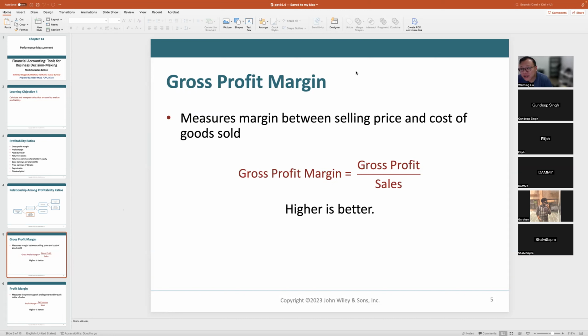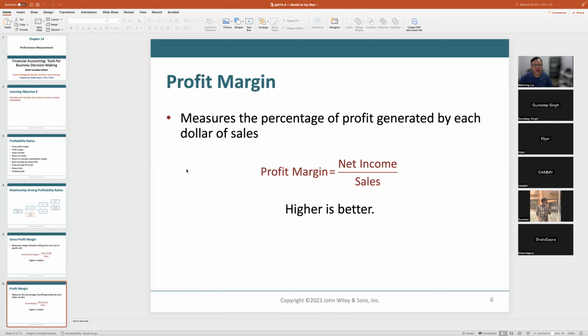So you go to a restaurant, you pay $80. That is your sales. And if the meal you ate cost the restaurant $20 in cost, the gross profit would be 80 minus 20 equals 60. So your gross profit margin is 60 divided by sales 80. That's 75%. Pretty high. The higher, the better. That's the gross profit margin.